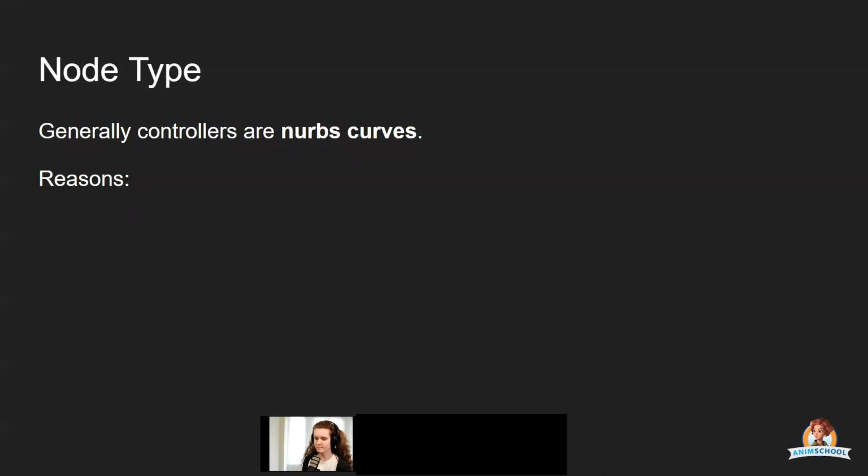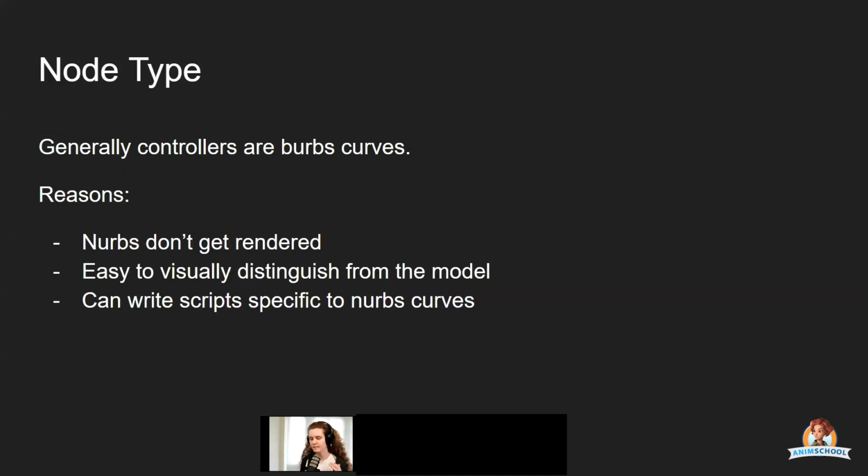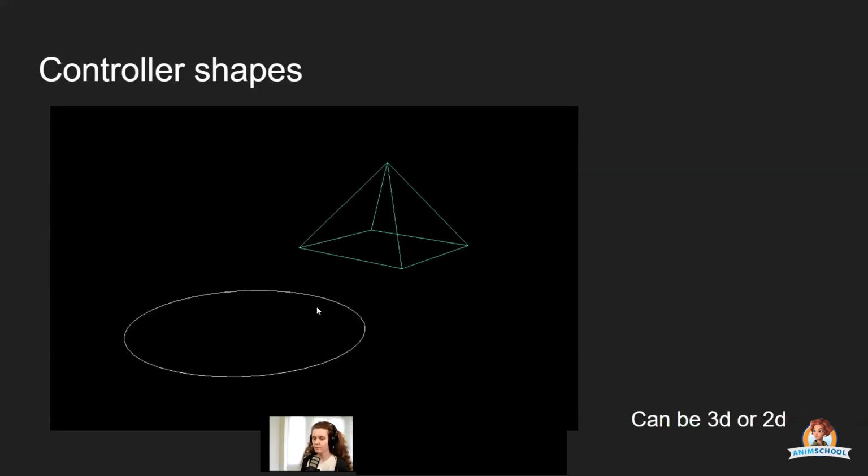Any other ideas? Yeah, that's another good reason. They're easy to distinguish from the mesh. And another reason is if we have a specific node for controllers like NURBS curves, then we can write scripts that will access, for instance, all the NURBS curves in the scene and do something with them, let's say delete them. So when we're creating controllers, we can create them both in kind of 2D space and also 3D space.